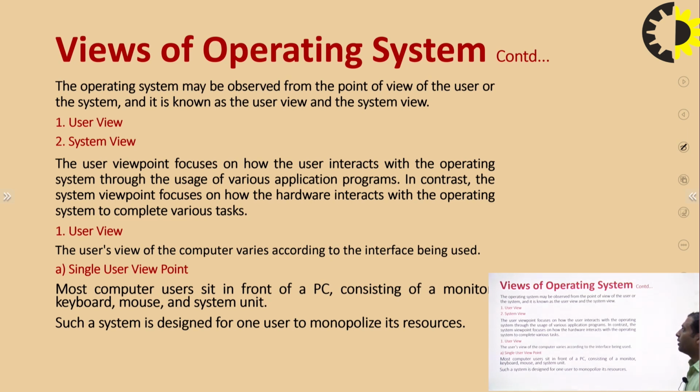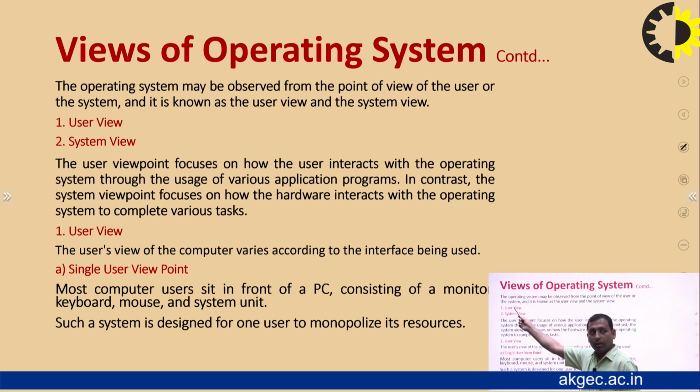Now, the views of the operating system. What is the meaning of view? We have seen the operating system as an interface between the user side and the hardware side. If we stand at the place of the user, then we see the operating system one way, and if we stand at the side of the hardware, then we see it another way. User view means we are standing at the user side and seeing the operating system, and system view means we stand at the place of hardware and see the operating system. That is the system view.